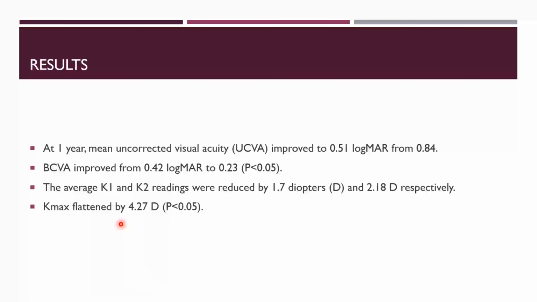Coming to the results of our study, at 1 year, we found that the mean uncorrected visual acuity improved from 0.84 logMAR to 0.51 logMAR, and the best corrected visual acuity improved to 0.23 logMAR. The average K1 and K2 readings were reduced by 1.7 diopters and 2.18 diopters respectively, and the Kmax of these patients was found to be flattened by 4.27 diopters. All our findings were found to be statistically significant.